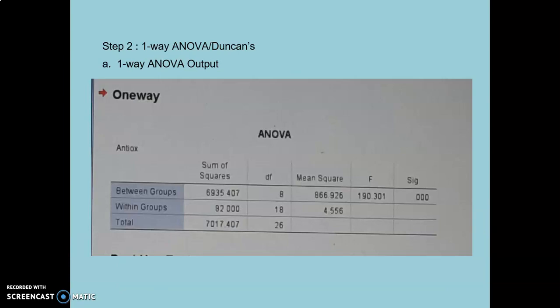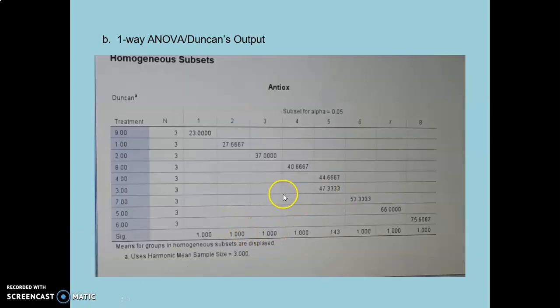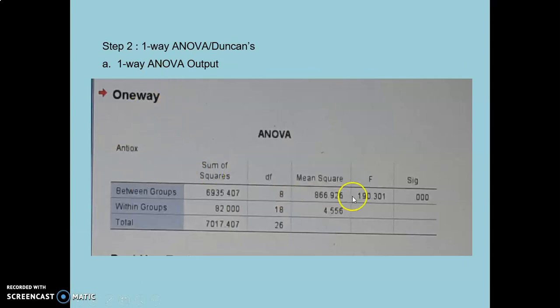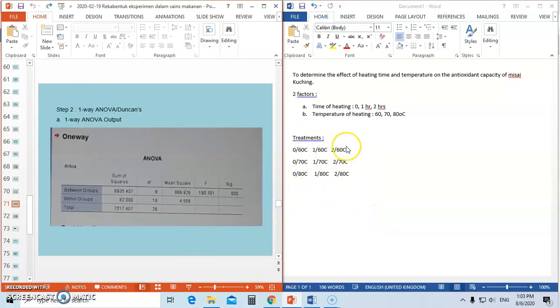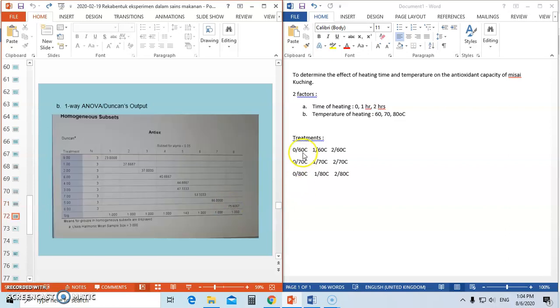Then we want to look at the significant interaction. To determine the significant interaction, we need to do a one-way ANOVA of all the treatments, meaning that we want to compare between these 9 sets of data. So what we need to do is a one-way ANOVA, assuming that each of these combinations is a different treatment on its own.